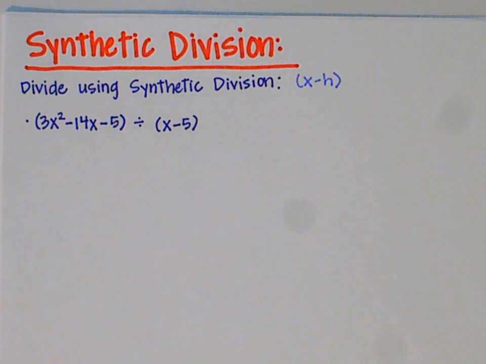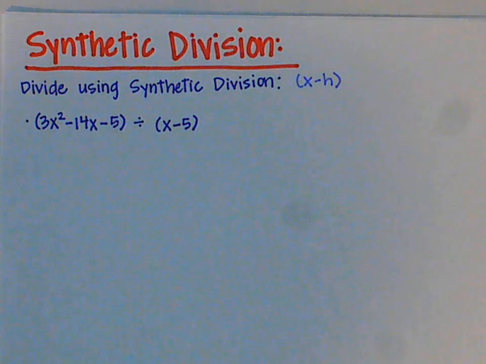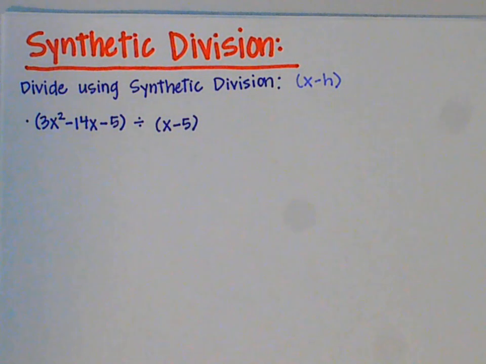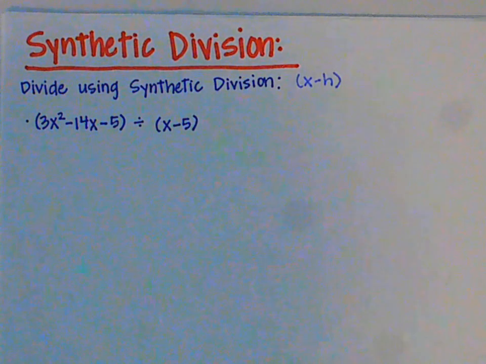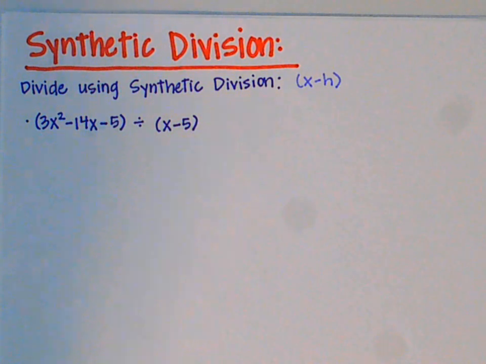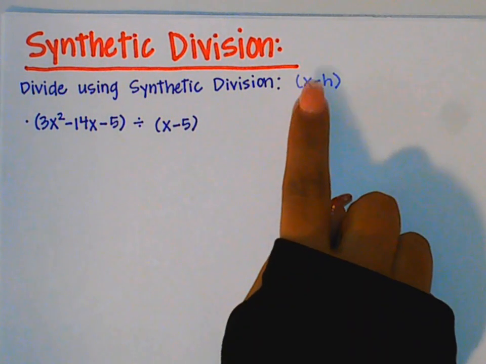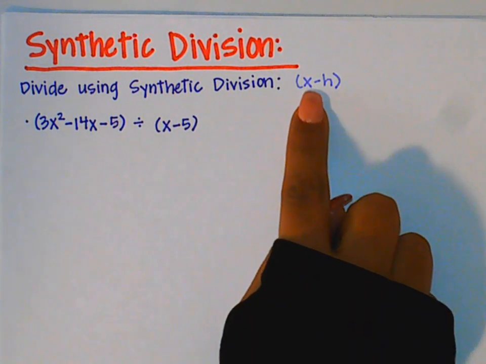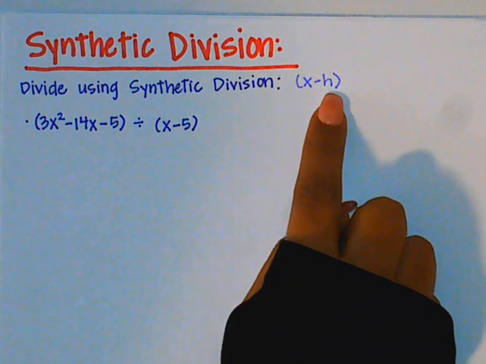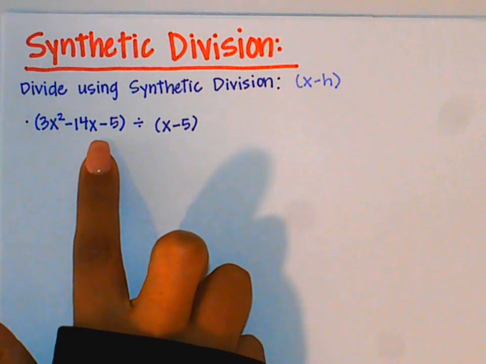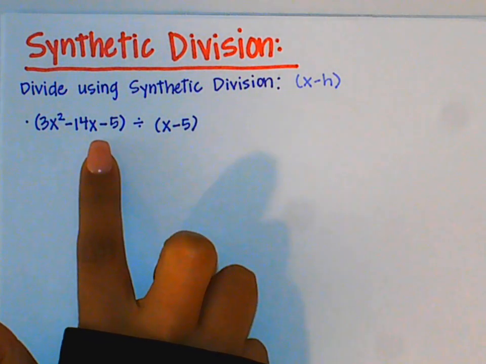Okay, so we are going to be talking about synthetic division, which is the second part of 4.3. Synthetic division is a lot simpler than long division, and it doesn't take as much room or time to do it, but we can only use it when we're dividing by a binomial in the form x minus h. So I'm just going to explain it using the first example.